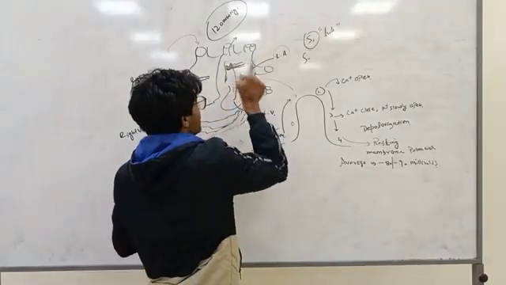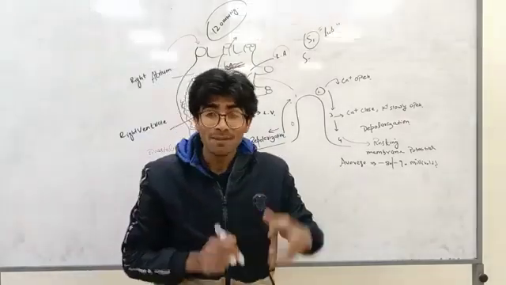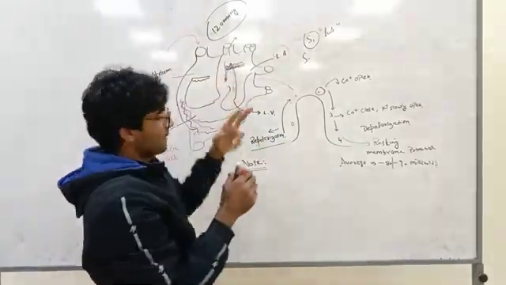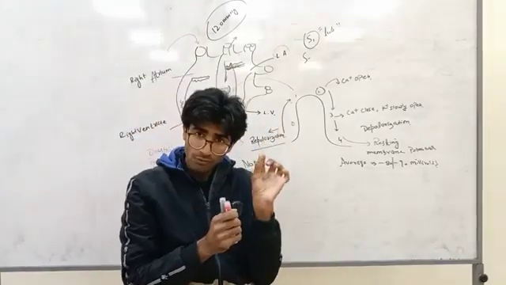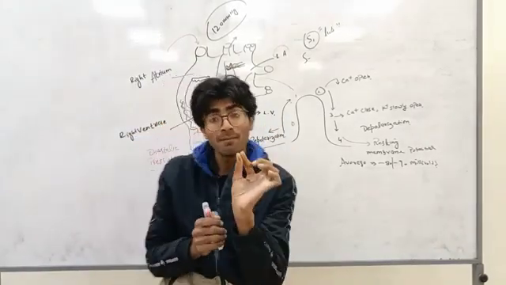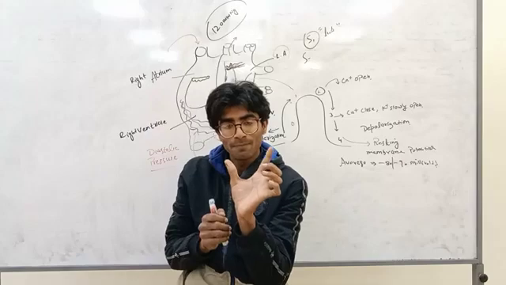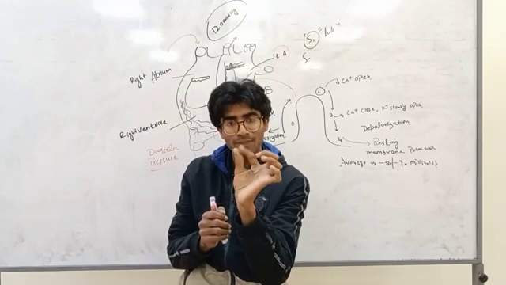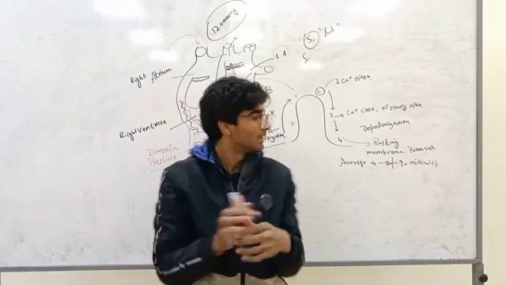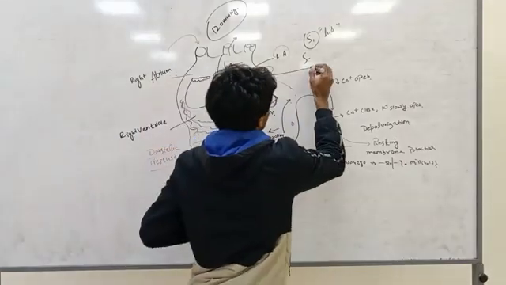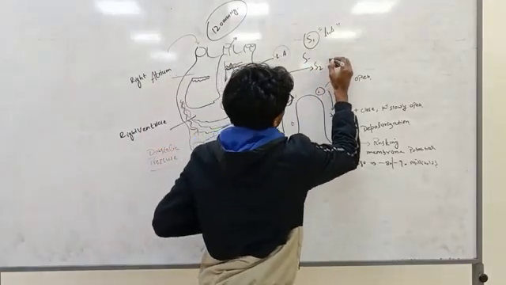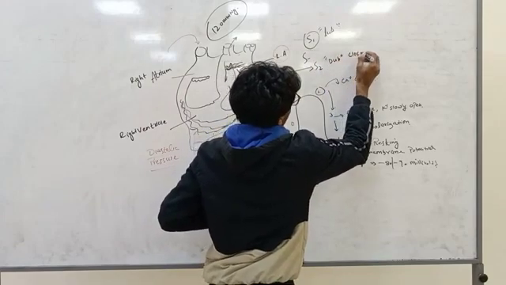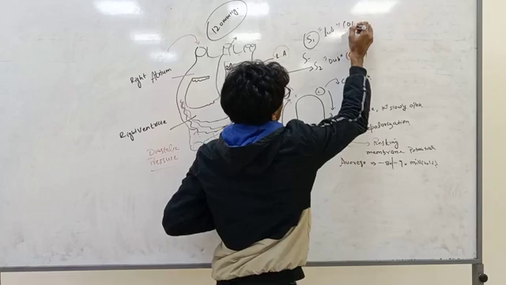Look at this point again. We are coming to how you will hear the dub sound: when the semilunar valve closes, it is known as dub. When the semilunar valve opens, it is known as lub. Lub, dub, lub, dub. S2 phase, dub. Close and open.